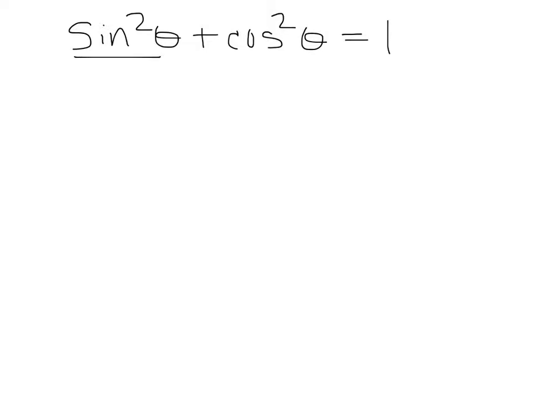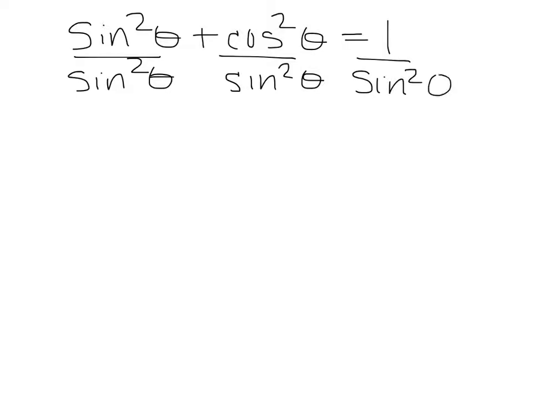The second 2 Pythagorean identities come from the first one. We're going to take the original Pythagorean identity and we're going to divide every term by sine squared theta. So we start with sine squared theta plus cosine squared theta equals 1. Dividing every term by sine squared theta, we will produce the second Pythagorean identity.